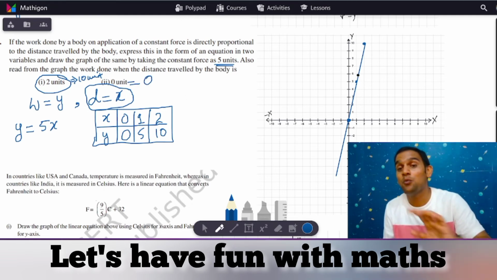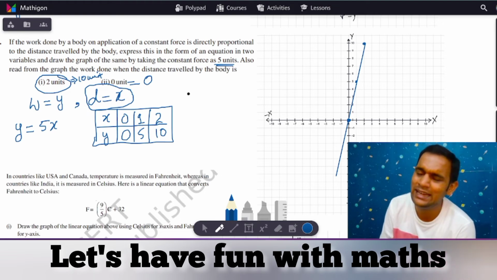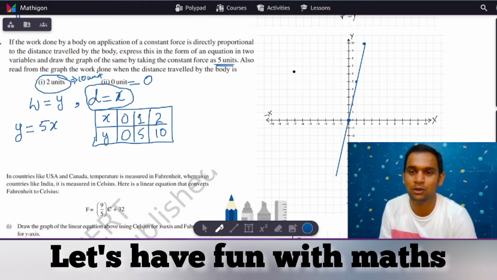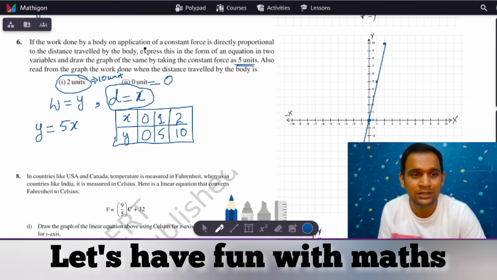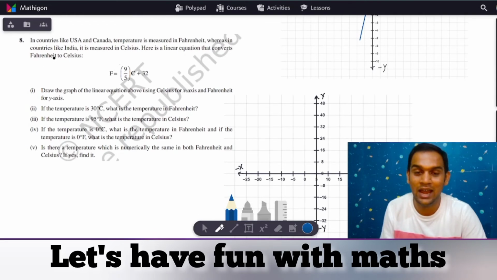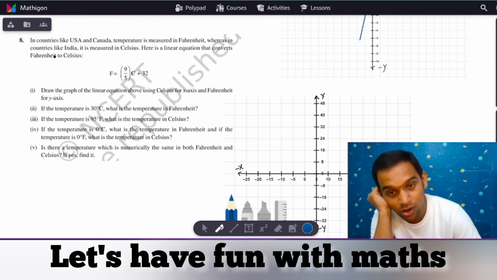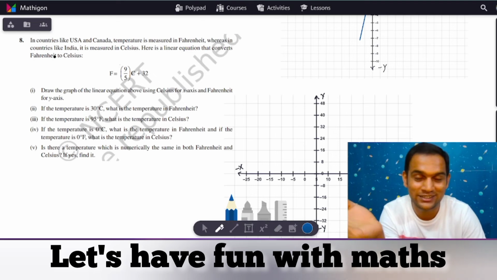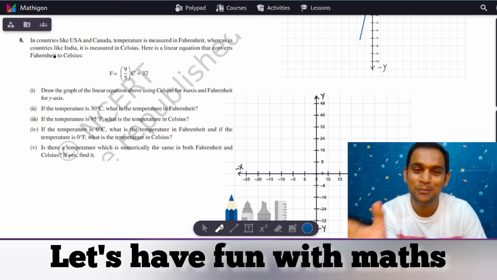Once we have the graph, we can find any kind of value we want, and that's how we plot the graph. This is the 6th question of exercise 4.3. Let's move on to the 8th question, the major question which all my students get confused with. So please pay attention.